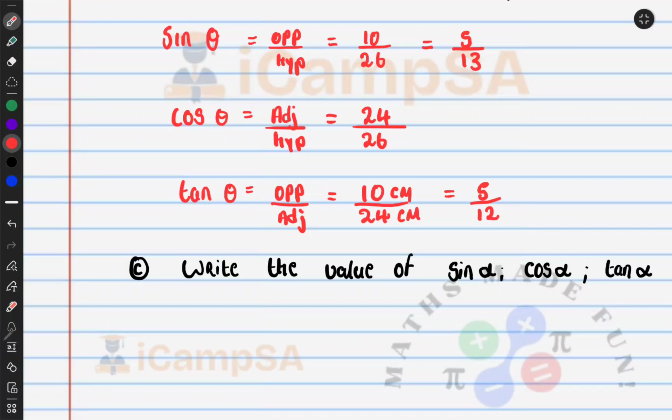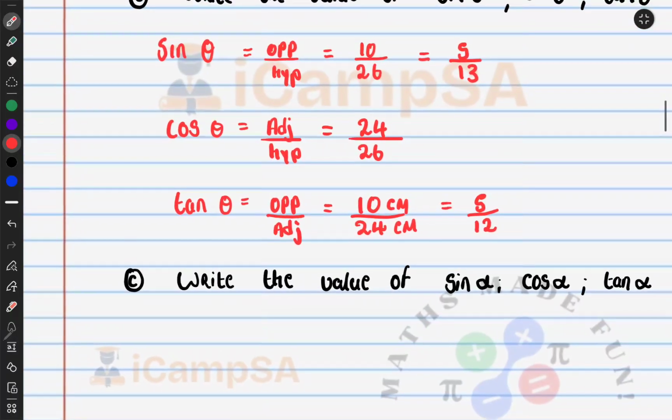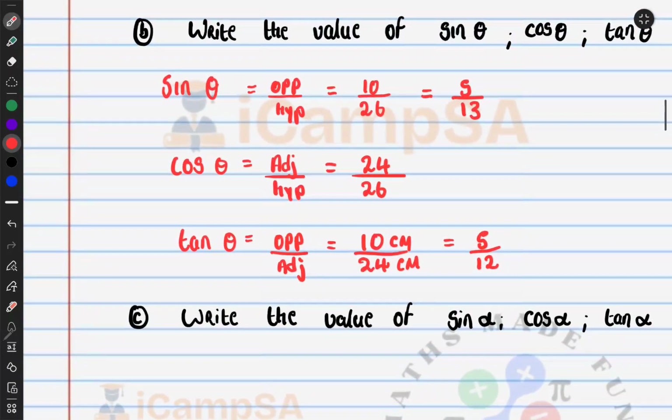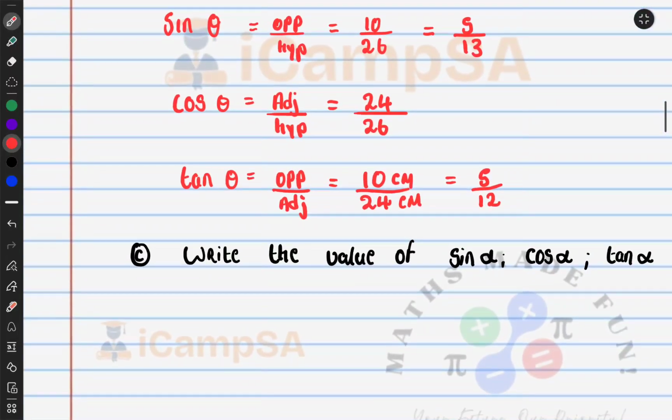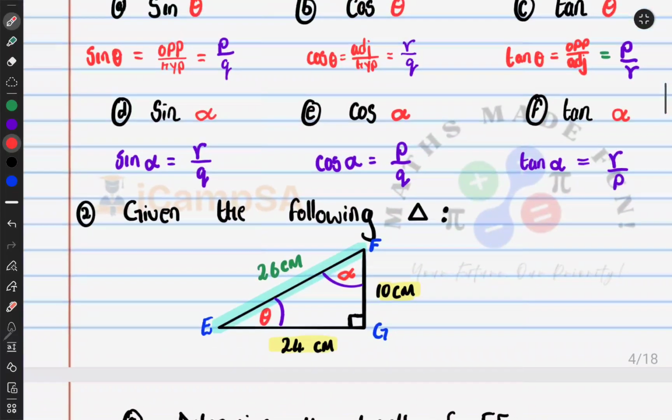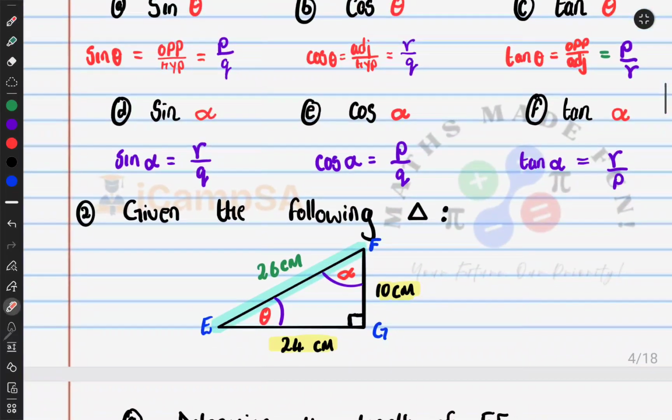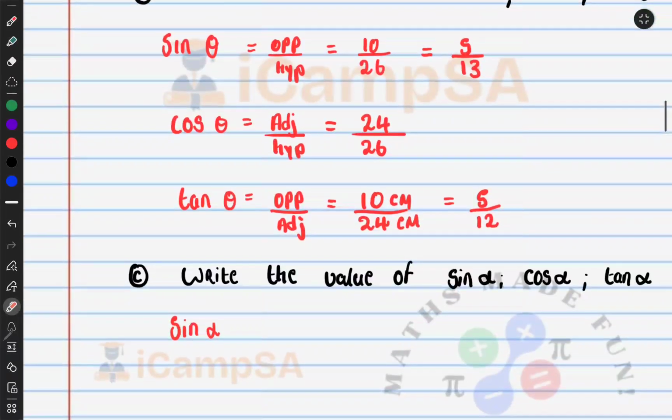5 over 12. Yeah, that one is simplified. Okay, so next let's evaluate the following, which is sine alpha. First, we know that sine is the opposite side over the hypotenuse, but now we're focusing on the angle alpha here. The side that is opposite to alpha is 24 centimeters over 26 centimeters.